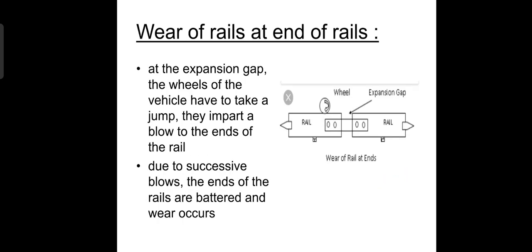Wear of rail at the end of the rails. At the expansion gap, the wheels of the vehicle have to take a jump. They impart a blow to the ends of the rail. Due to successive blows, the ends of the rails are battered and wear occurs. In the picture, you can see the wear of rails at the end of the rails.